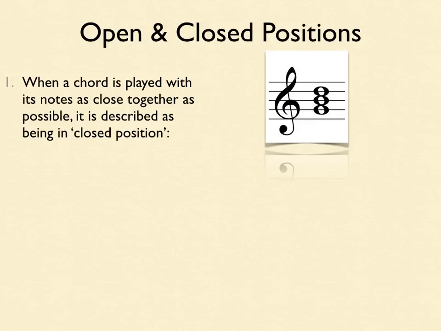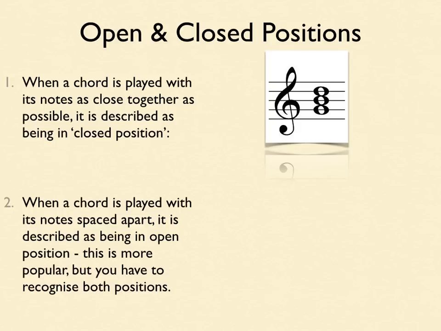Your G, B, and D are as close together as is possible. But when a chord or a triad is played with its notes spaced apart, then it's described as being in open position. This is far more popular, especially if you're doing pop music or jazz music. It's very rare that you're going to be playing all those chords in the middle of the piano quite close together. You tend to space everything out, especially in your left hand. So this is more popular, but you have to recognize both positions.